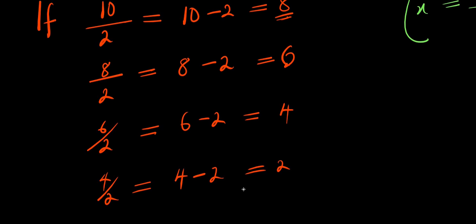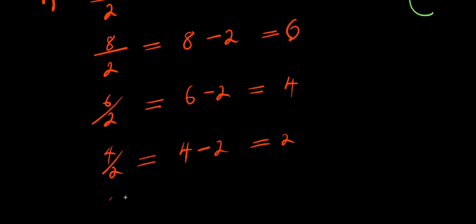Then you take the 2, you have 2 divided by 2. This gives you 1. And this means 2 minus 2, which is 0. And once you take the 0, 0 divided by 2, that's all. As far as you get to this particular point here, that means everything is in order.